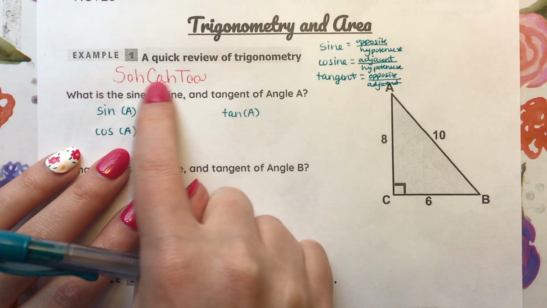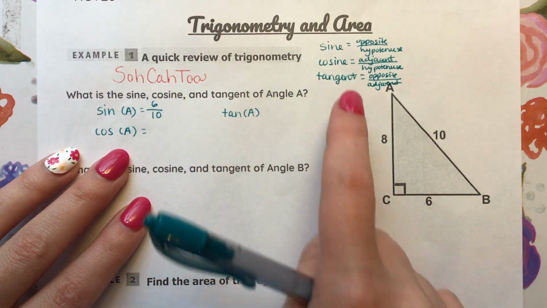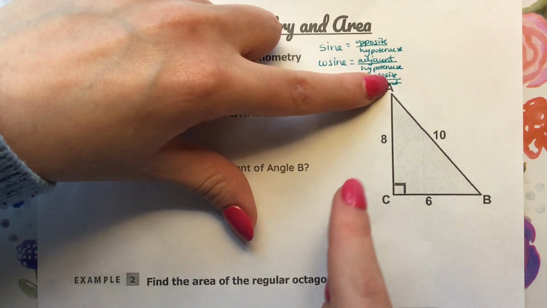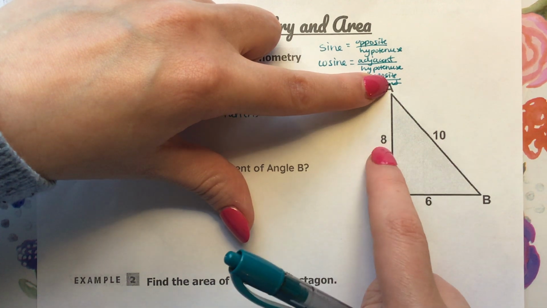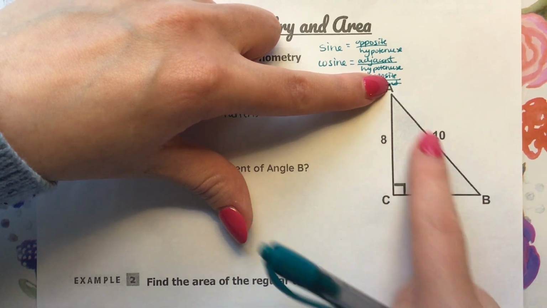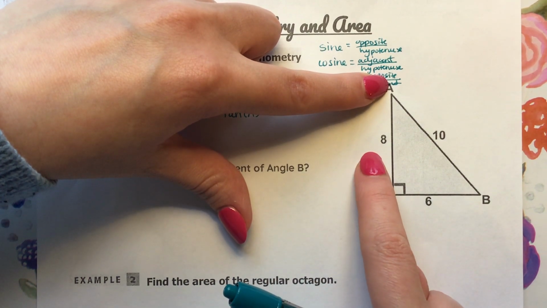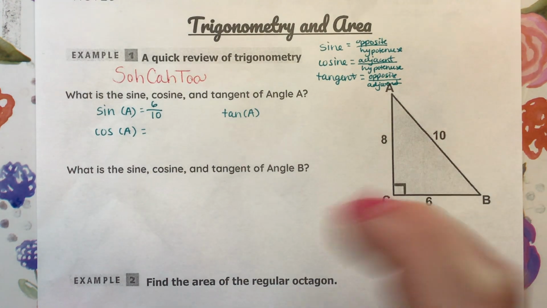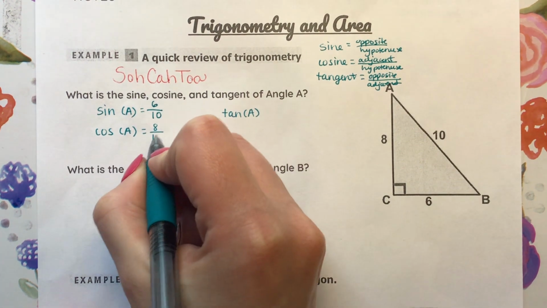Cosine is adjacent over hypotenuse. So the cosine of A, here's A, what side is adjacent? The 8 is adjacent. We can't say 10 is the adjacent side because 10 has to be the hypotenuse. So 8 is the adjacent side and 10 is the hypotenuse. So we have 8 over 10.